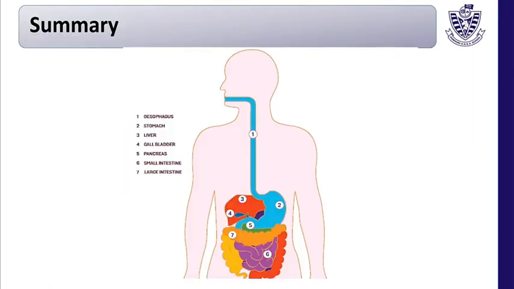Let's have a quick review of what we have studied in this chapter. The process of digestion begins in the mouth before the food reaches the stomach. Here is the mouth, and the process of digestion begins in the mouth. The mouth has special glands that produce saliva, which softens and moistens food. The tongue pushes the food into the throat, from where it passes into a tube called the oesophagus.